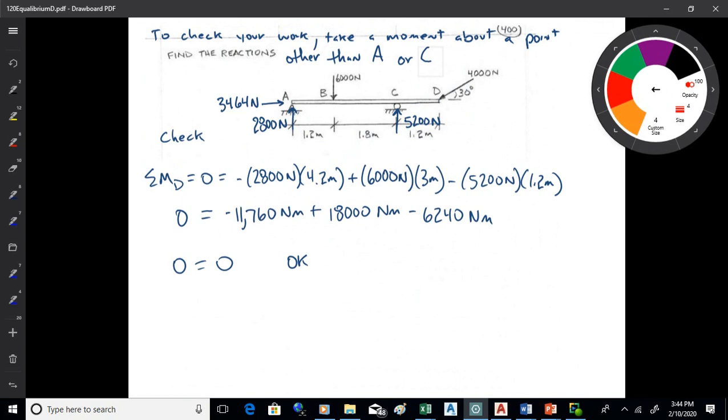And so that's the basic process. Now we're going to look at a few variations on this, of course, because we get into more complex problems, but that's the basics of it. You're going sum of moments and sum of forces. By using those, you can find the forces on the reactions, or at the supports, I should say, which we call reactions.